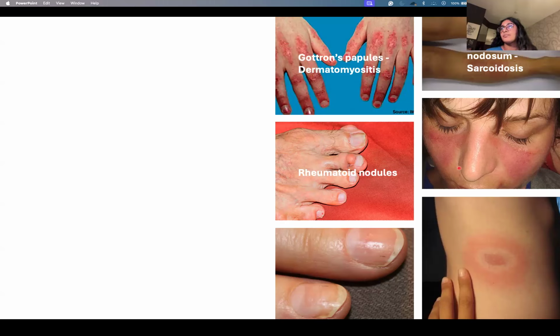What about this? Yeah, brilliant. So malar rash, butterfly rash, lupus. What about this one? I've seen this exact picture before, in either the formative or the summative.